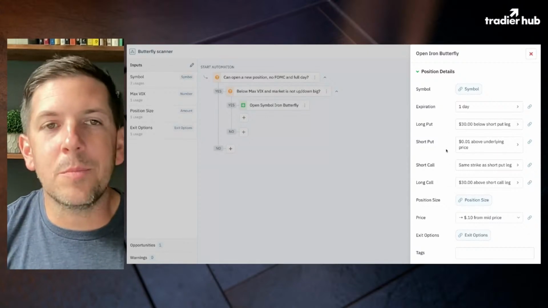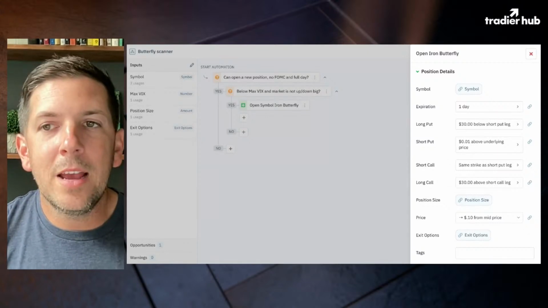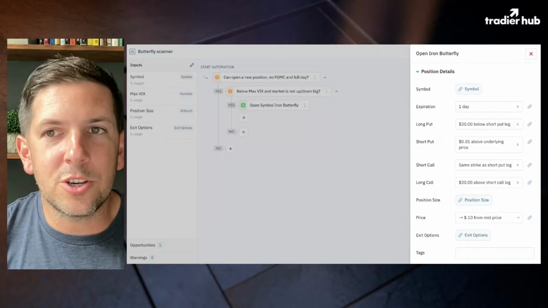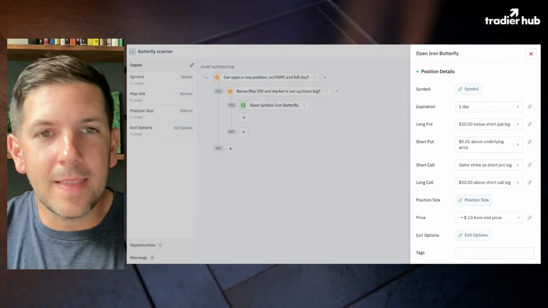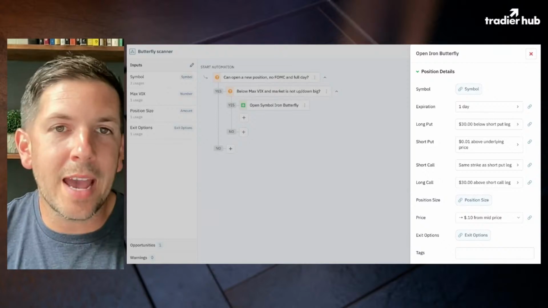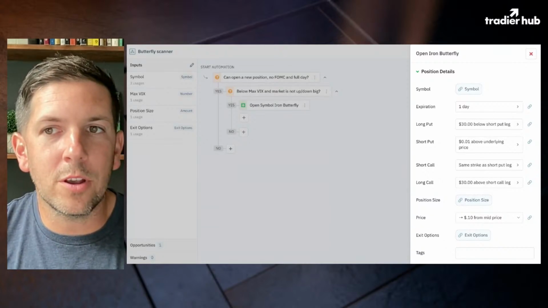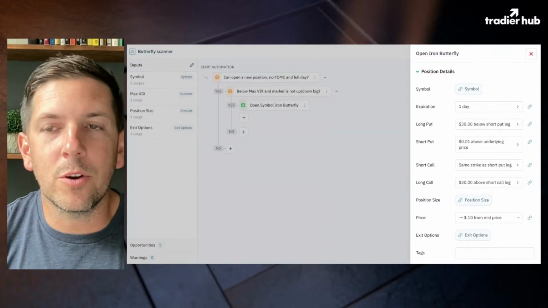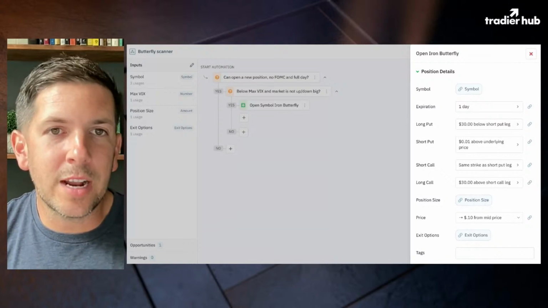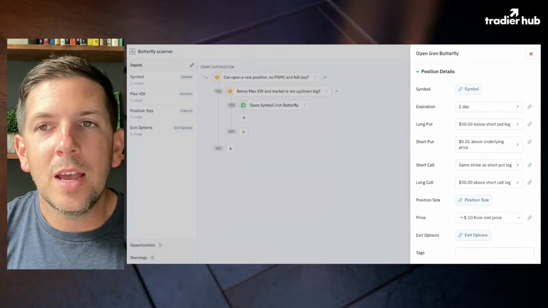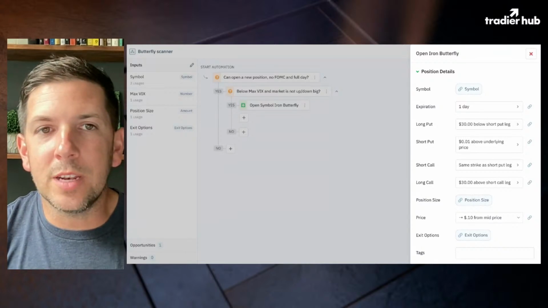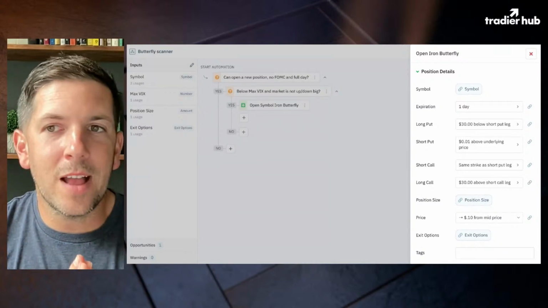Now, this is a little bit different because what we're going to do is tell the bot, okay, this is the actual position you're looking for, but only get into it if you can collect a certain amount of premium or get a certain risk to reward ratio that you're looking for, which is a little bit different than using trade ideas. You could certainly, in many cases, use trade ideas if you wanted to, but we know that we want to get into a nice, big, wide iron butterfly position.